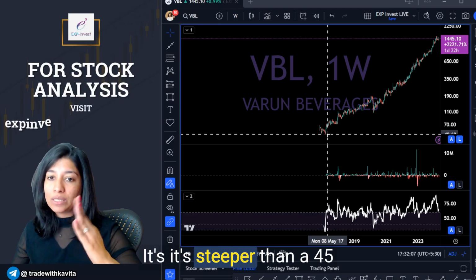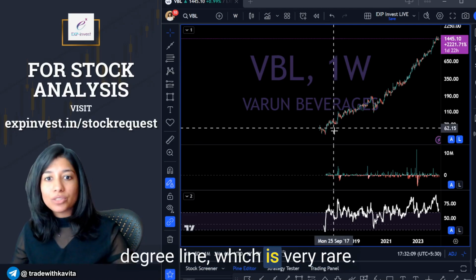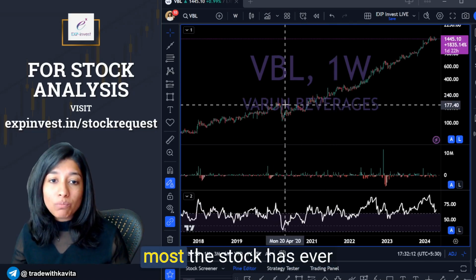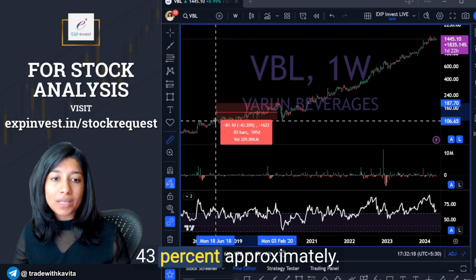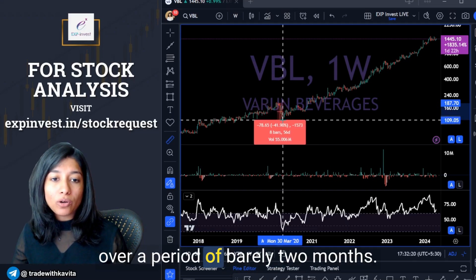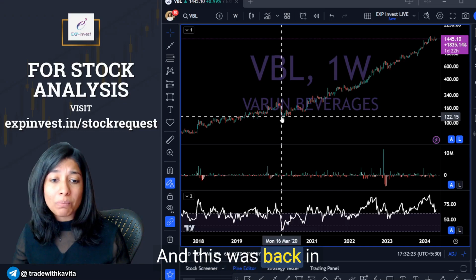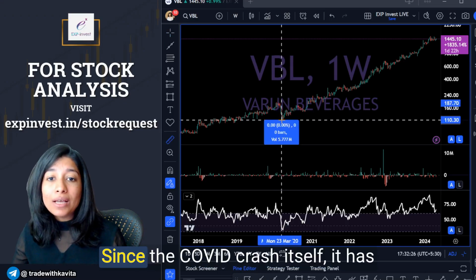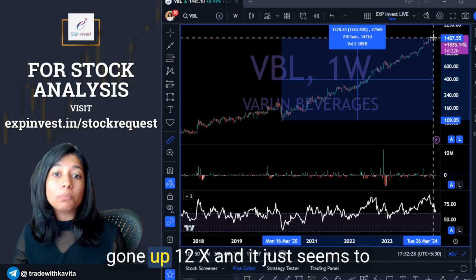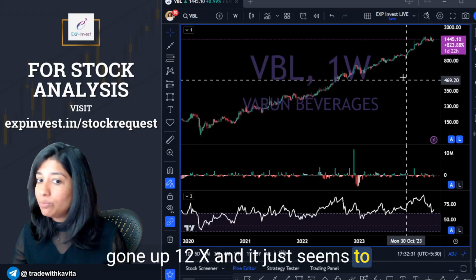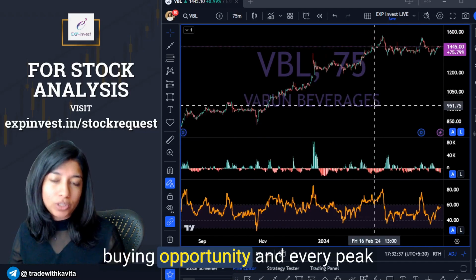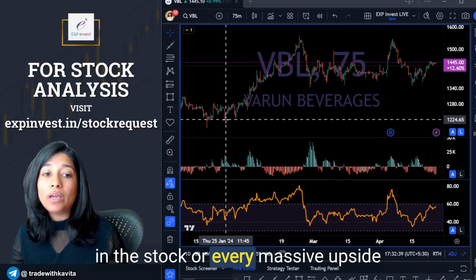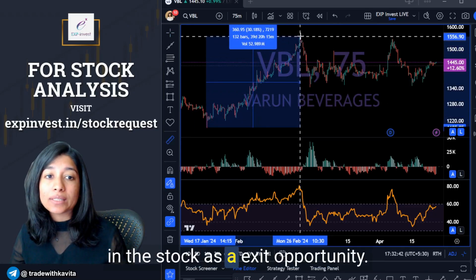So as you can see, it's perfect. It's steeper than a 45-degree line, which is very rare. The most the stock has ever corrected is shockingly 43% approximately, over a period of barely 2 months, and this was back in 2020, the COVID crash. Since the COVID crash itself, it has gone up 12x, and it just seems to be getting stronger and stronger. I use every dip in the stock as a buying opportunity, and every peak in the stock or every massive upside in the stock as an exit opportunity.